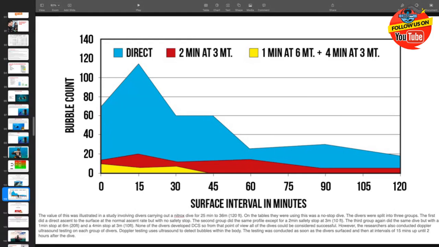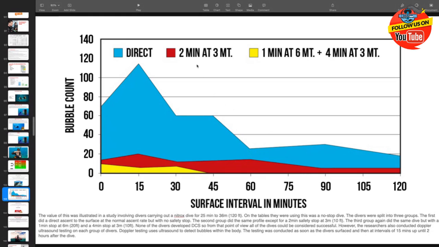The interesting thing is they did these dives on nitrox for 25 minutes to 125 feet or 120 feet. As we look at this, diver group number 1 did a direct ascent. And what we discovered is that 16 to 17 minutes after the dive, they were at about 117,000 bubbles per cubic liter. That's a lot of bubbles. Now, over the next several hours, there's definitely a reduction in the bubbles. At the 60-minute mark, there are about 24,000 bubbles per cubic liter. And then finally, at the 2-hour mark, there are about 19,000 bubbles per cubic liter.